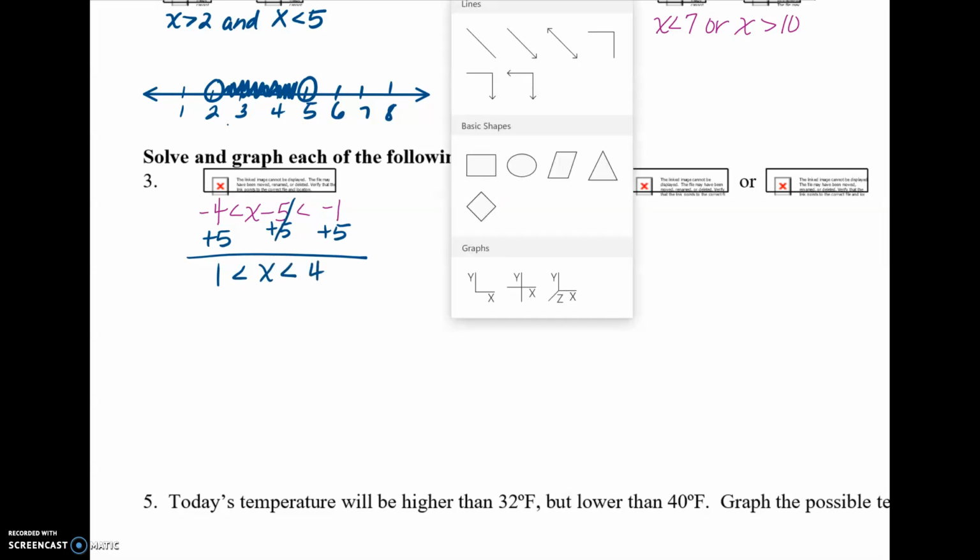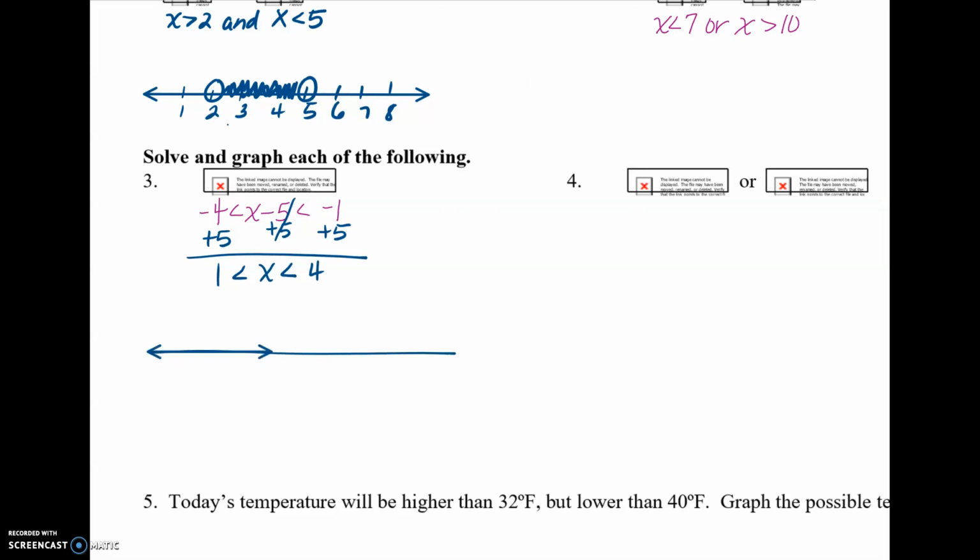When I go to graph on a number line, I will start at 0. 1, 2, 3, 4, 5, 6, 7, 8. Open circle on 1. Open circle on 4. It means 1 is less than x, means everything greater than 1 that goes all the way to 4, and less than 4 means everything that is smaller than 4 that goes to 1.